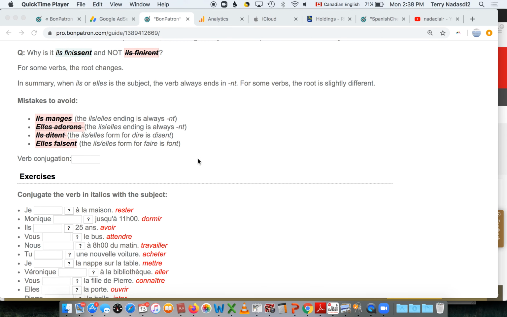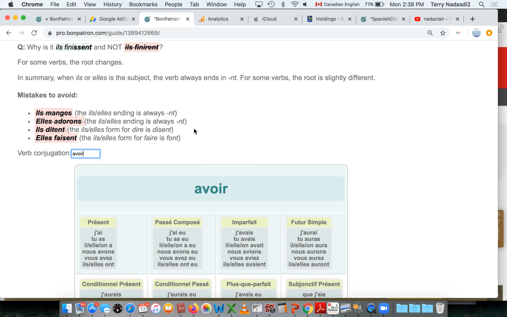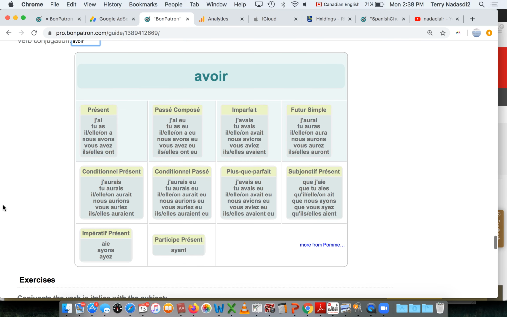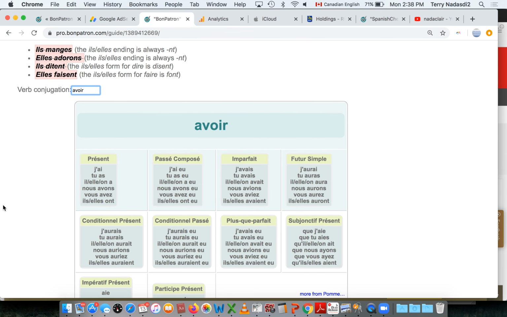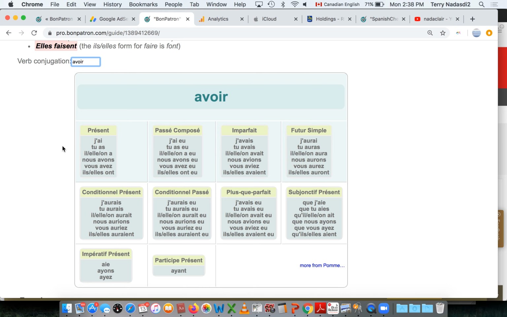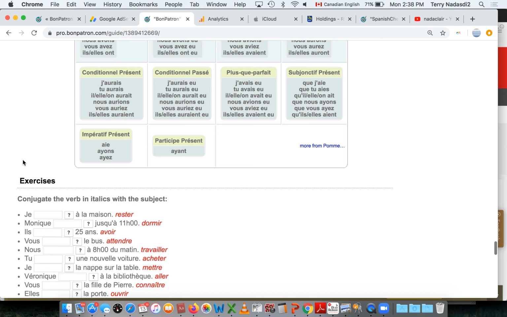At the bottom, I should point out that for any verb on the Bon Patron grammar site, you simply enter the infinitive, and just like a Bescherelle, you have all the forms you're going to need. In the present here, but all the other verb tenses are also going to be represented.